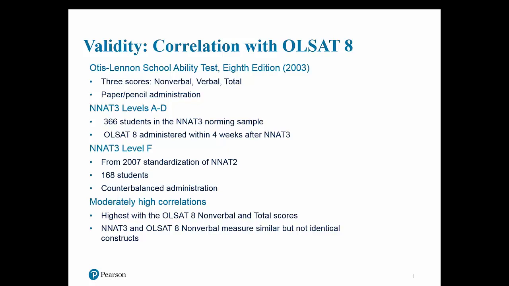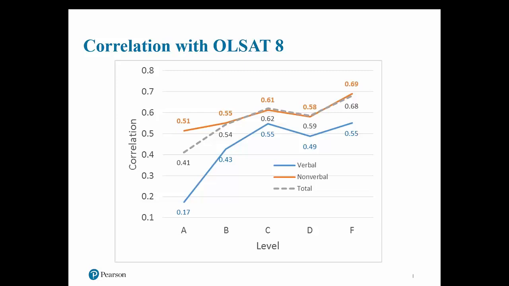The correlations are moderately high, and they're especially higher with the nonverbal and with the total scores than with the verbal scores, as one would expect. So for the nonverbal, which is the orange line, we see correlations around 0.6, and the same for the total. And then for the verbal, correlations about 0.5.